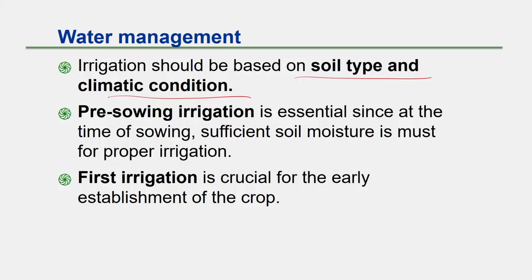Pre-sowing irrigation is essential, since at the time of sowing sufficient soil moisture is a must for proper germination. It is also important that this crop has very light seed, and therefore its moisture absorption capacity is less compared to bolder seed. So, sufficient moisture has to be there at the time of sowing. First irrigation is crucial for the early establishment of the crop.